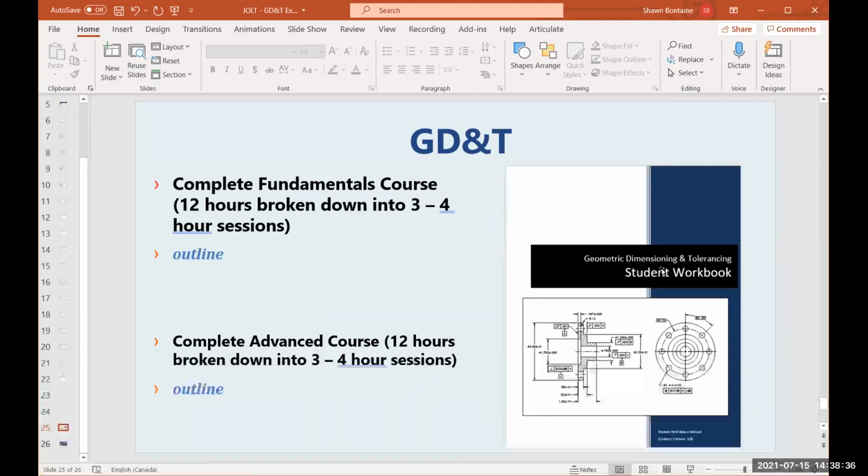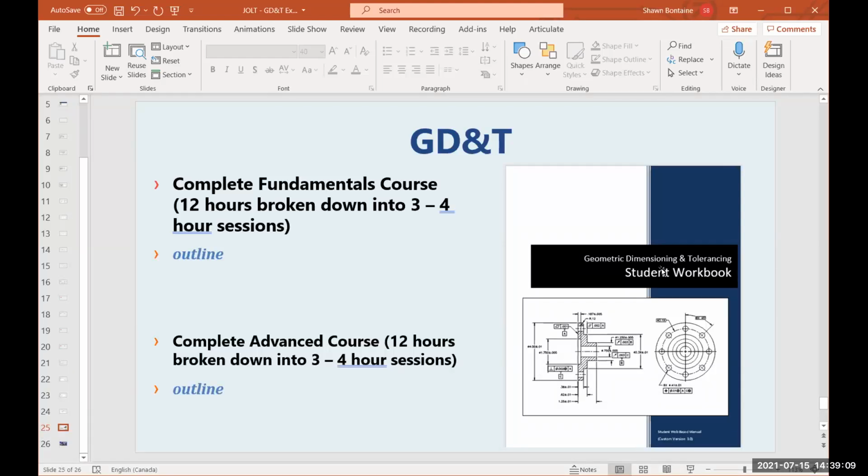The actual courses themselves, as I mentioned, there are 2 courses. There's a fundamentals course, which is 12 hours broken down into 3 4-hour sessions. With the fundamentals course, we talk about the benefits of geometric dimensioning and tolerancing. We get into the characteristic symbols, feature control frames, and the modifiers. We also take a look at one method of inspecting for the characteristic symbols, and we'll do a bit of a comparison of the characteristic symbols.